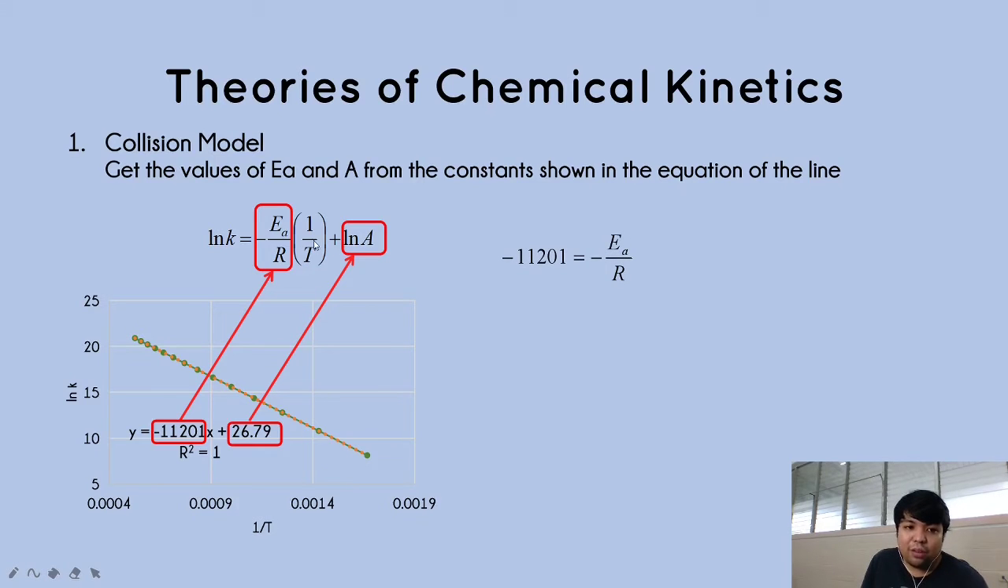Now, since we know that this value is equal to negative Ea over R, the negative sign cancels out, and you transfer this one to the other side of the equation. So what you'll get will be 11201 R is equal to Ea.